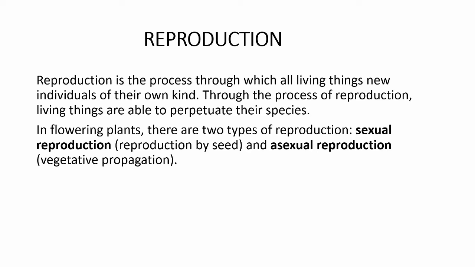Then asexual reproduction is a kind of reproduction which does not involve two parents, it involves only a single parent, so a part of the parent is used to produce offspring, young ones. So we call asexual reproduction in flowering plants vegetative propagation.